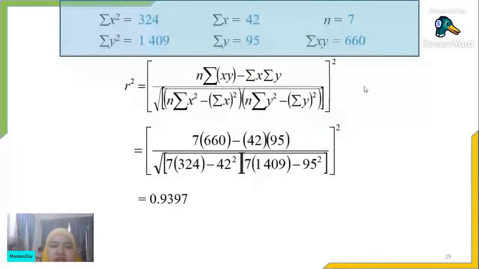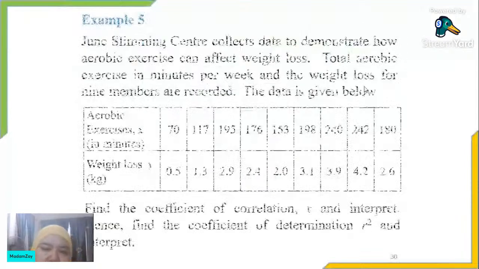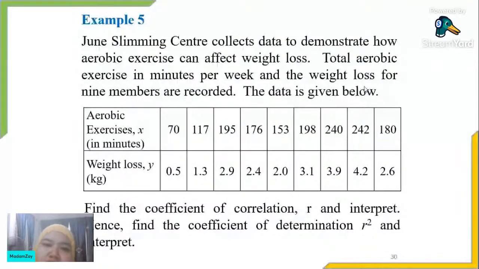Okay, so example 5. June Slimming Center collects data to demonstrate how aerobic exercise can affect weight loss. The total aerobic exercise in minutes per week and the weight loss for 9 members are recorded. The data is given below. Find the coefficient of correlation R and interpret. Hence, find the coefficient of determination R squared and interpret.